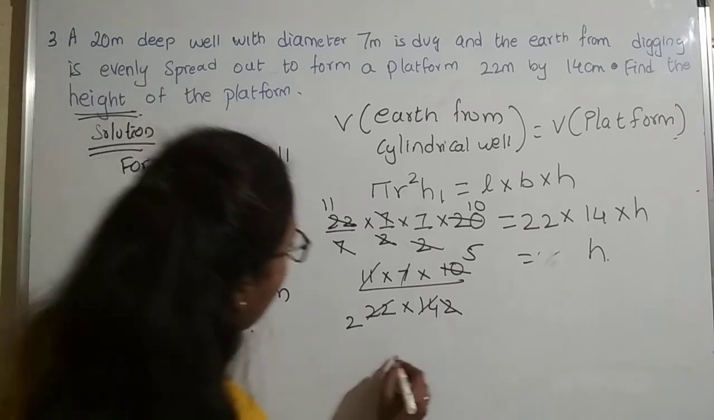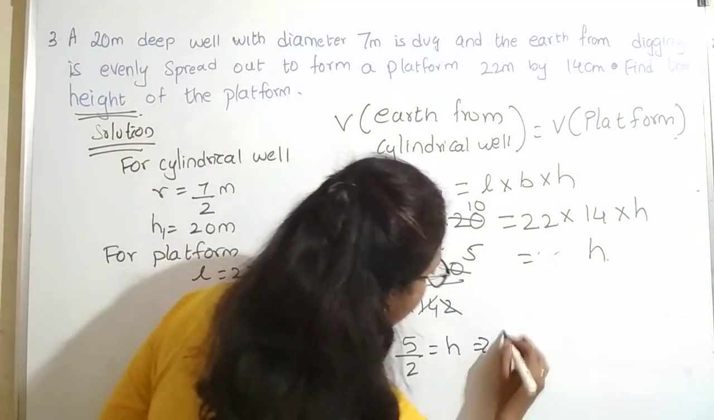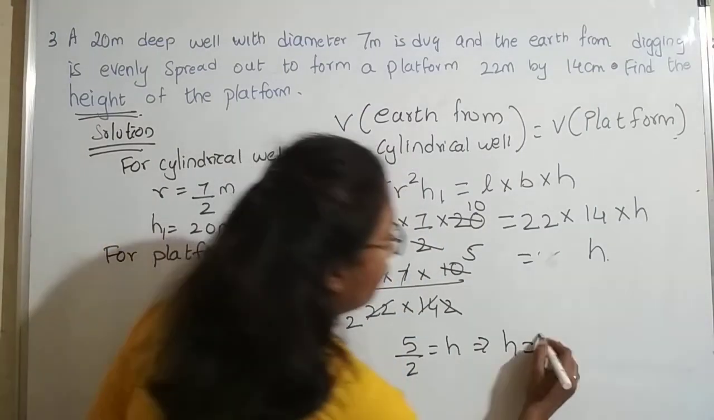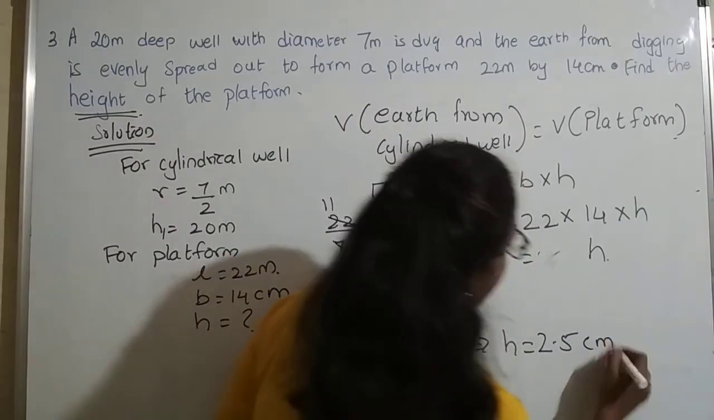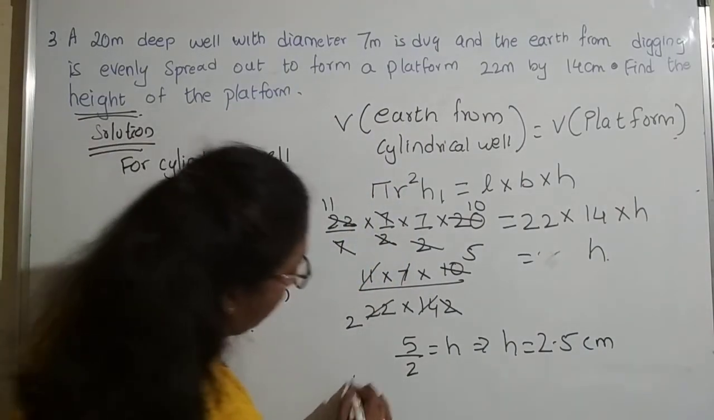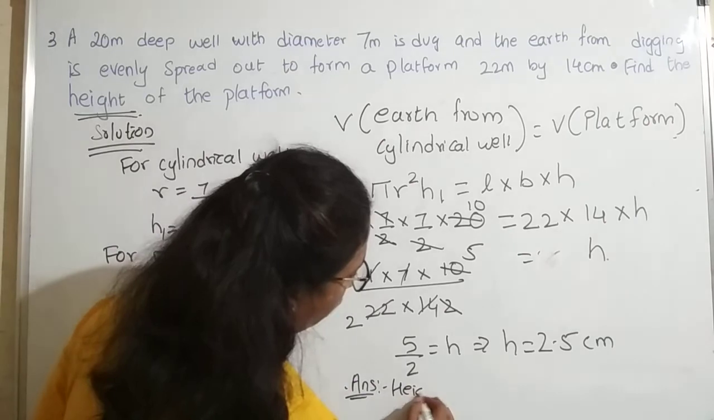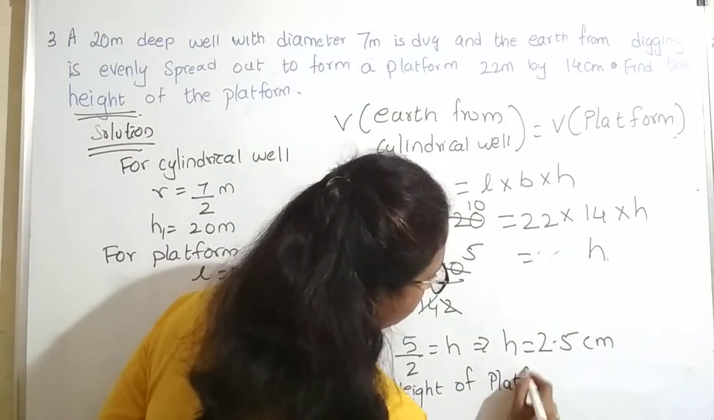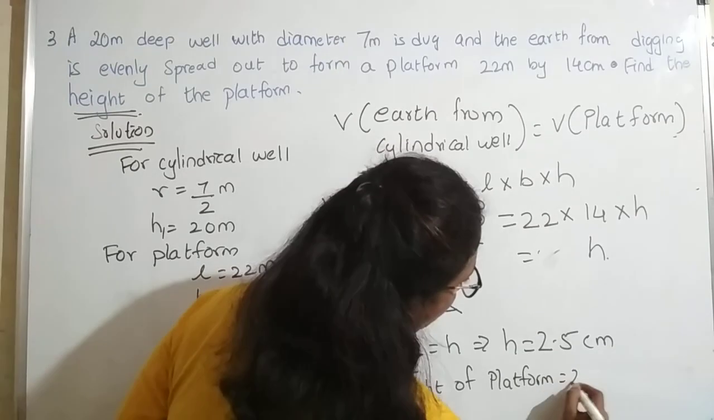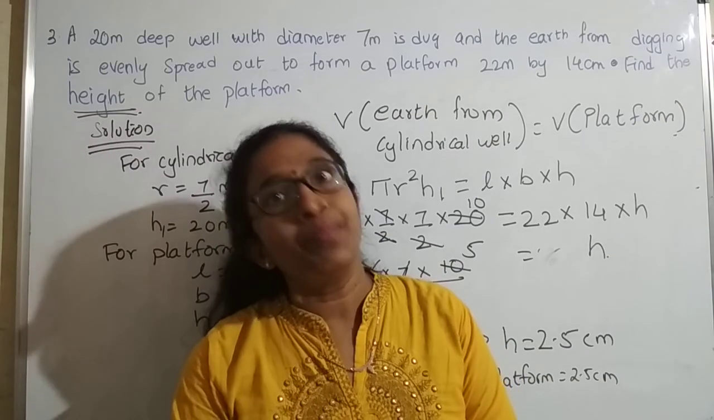So we have 5/2 equals H. This implies H equals 5 divided by 2, which gives you 2.5, and the unit is centimeter. Therefore, we got it very easily. At the last, please write the answer: the height of the platform is 2.5 centimeter. I hope you have understood this sum. Thank you, students.